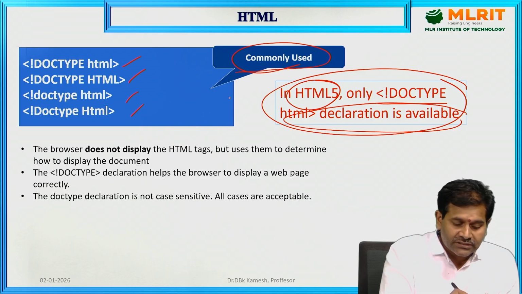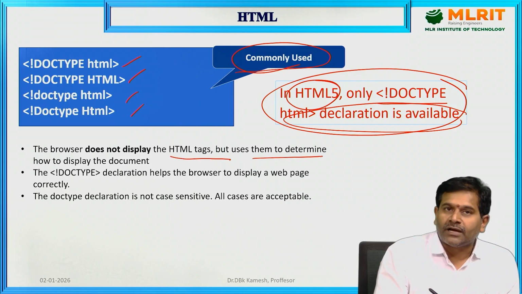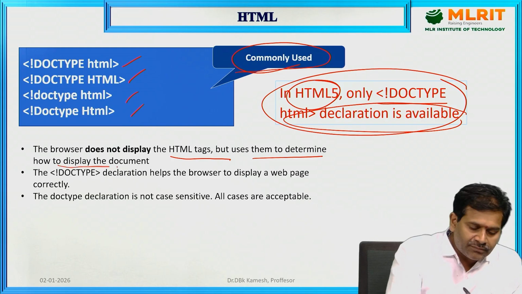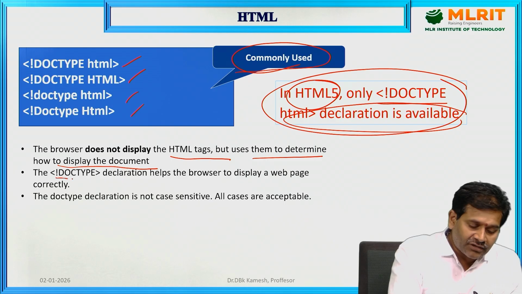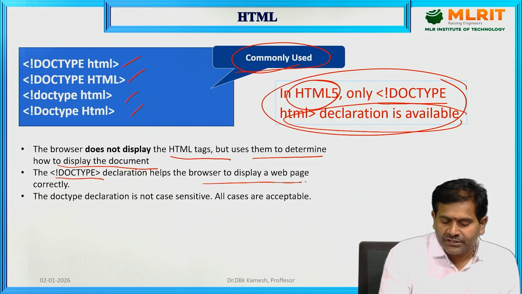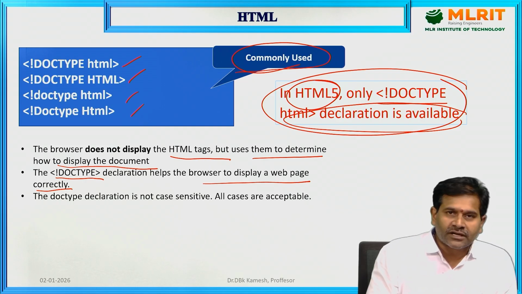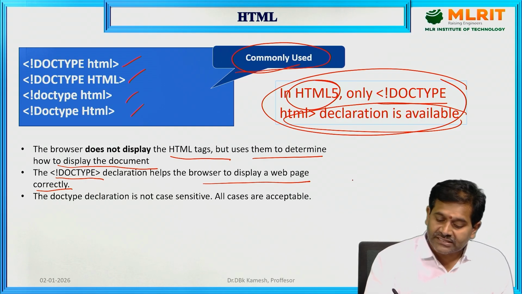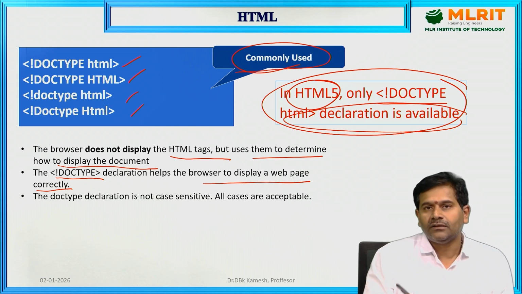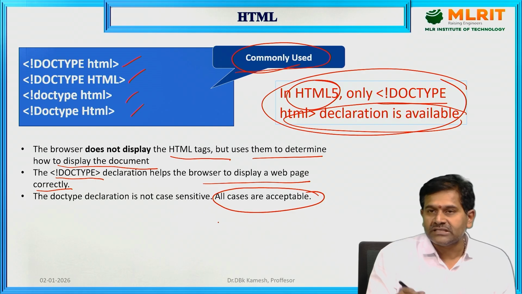The browser does not display the HTML tags, but uses them to determine how to display the document. The exclamation document type declaration helps the browser to display the web page correctly. The document declaration is not case sensitive. Some languages are very case sensitive, but HTML is not case sensitive. All cases are acceptable. This is an added advantage in the HTML page.